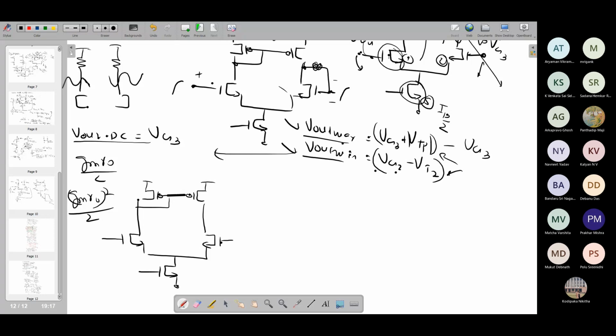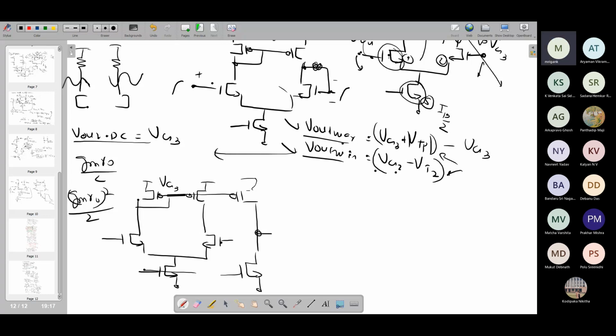Oh, why NMOS input? Like Vout DC level, we had said is VG3. What is DC level VG3? It is the gate voltage of a PMOS. Why will I apply a gate voltage of a PMOS to the gate of an NMOS? Oh, okay, sorry. Yeah. So you will just have another PMOS, and then you will have this current source.